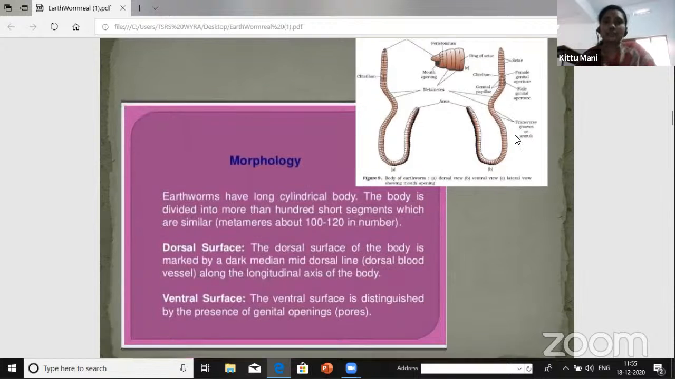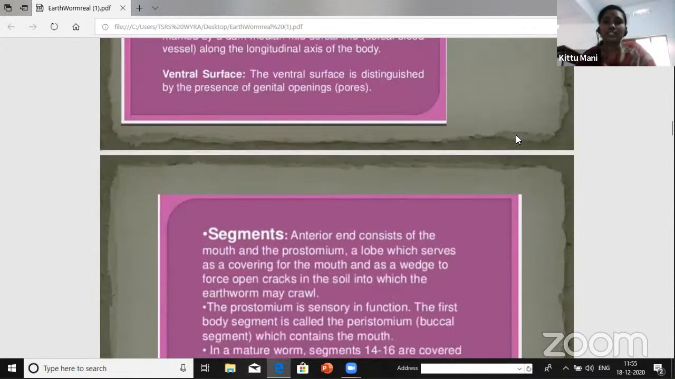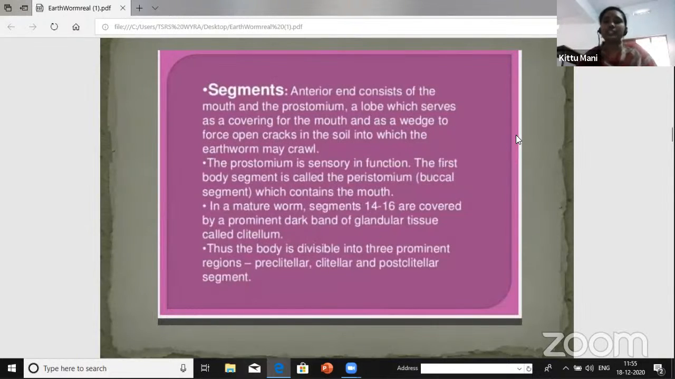This is some part of the morphology, and then we will enter into the segments. Here we will observe 100 to 120 small short segments in the earthworm. Here, the anterior end consists of the mouth and the prostomium.